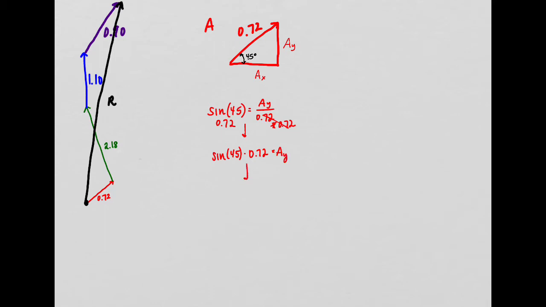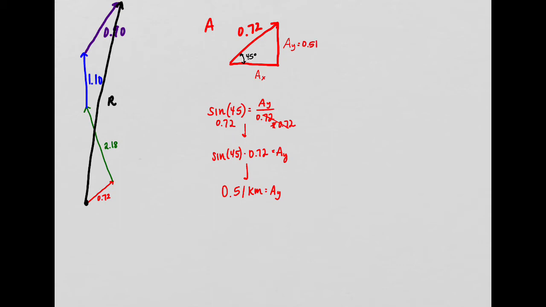When I plug that in, to 2 significant figures, I get 0.51 kilometers equals AY.